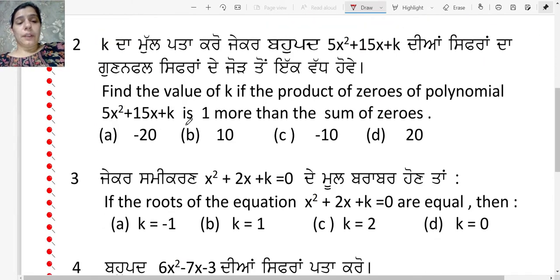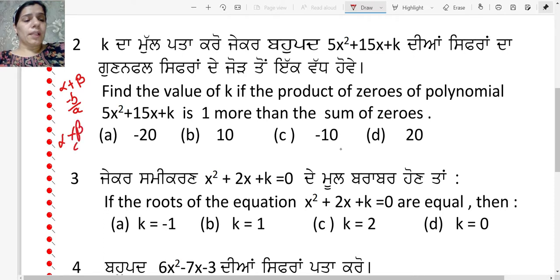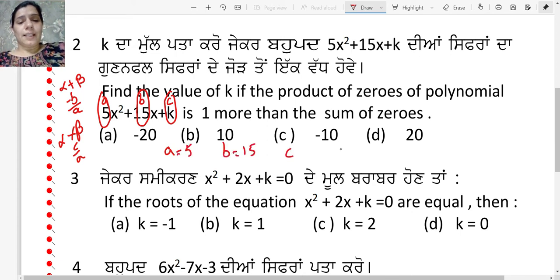Moving on to the second question, you have to find the value of k if the product of the zeros of 5x square plus 15x plus k is 1 more than the sum of the zeros. Beta, in this you know the formula of the product of the zeros and the sum of the zeros from chapter number 4, that is quadratic equation. Sum of zeros is minus b upon a and product of zeros is c upon a, where a, b and c are the coefficients from the given quadratic equation.